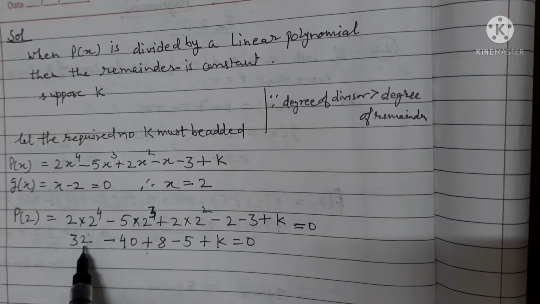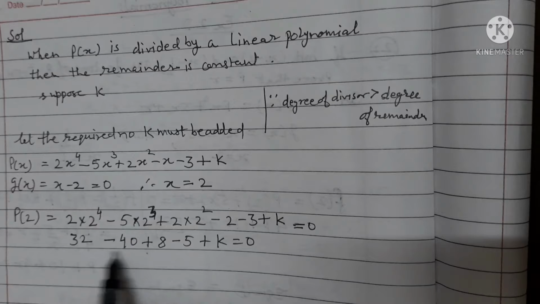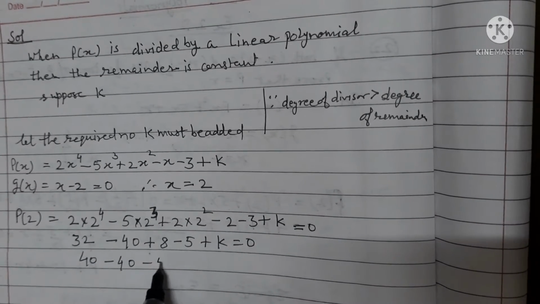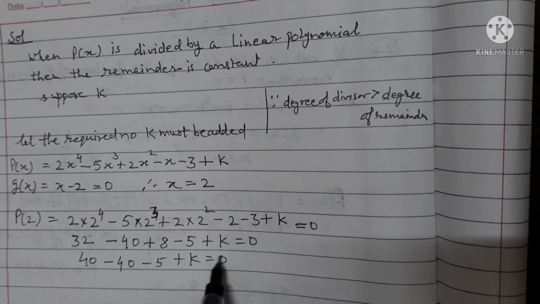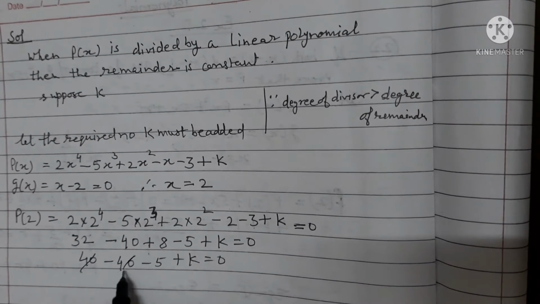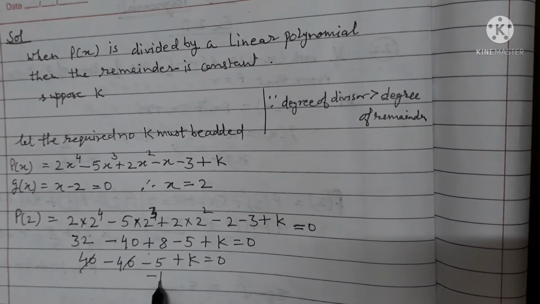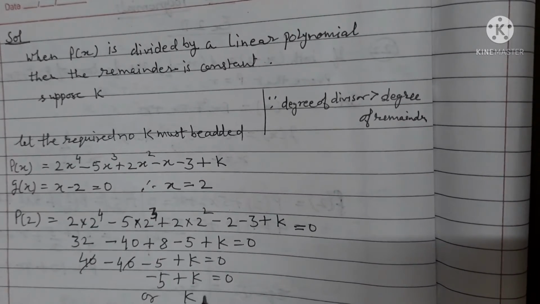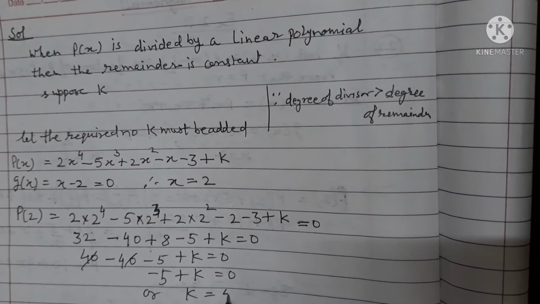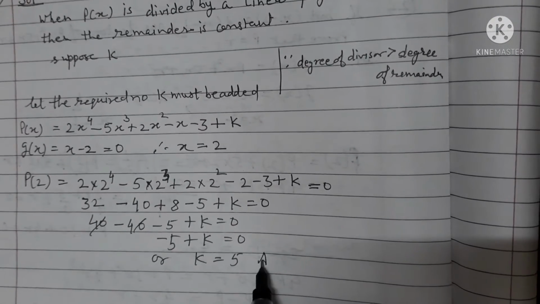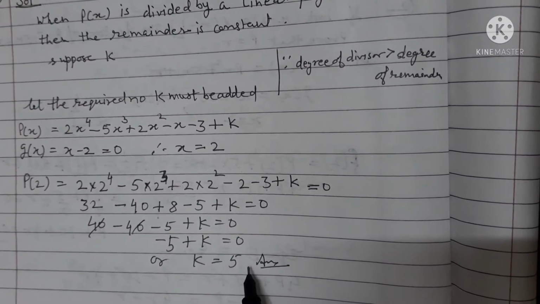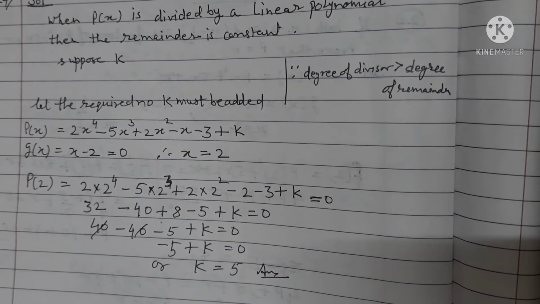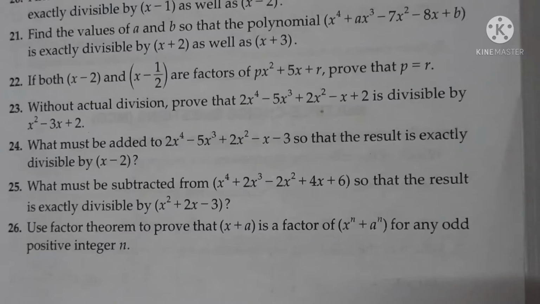Solve it. 32 plus 8 is 40, 40 minus 40 minus 5 plus k is equal to 0. Got it. Minus 5 plus k is equal to 0, or k is equal to 5, which is the required number we must add so that our polynomial will be exactly divisible.